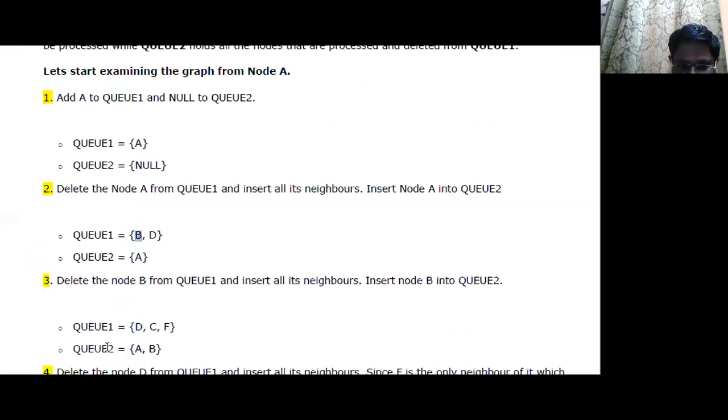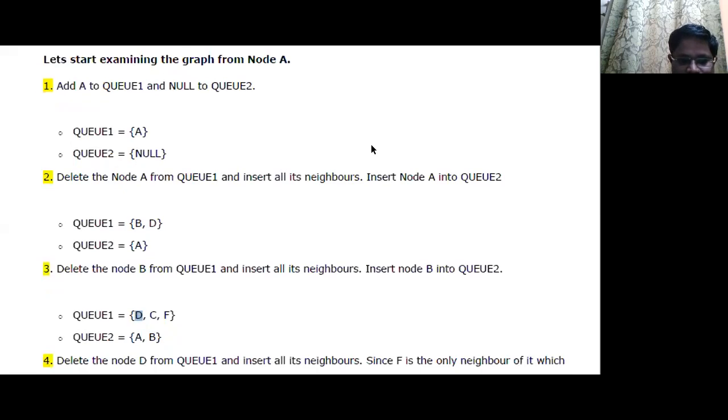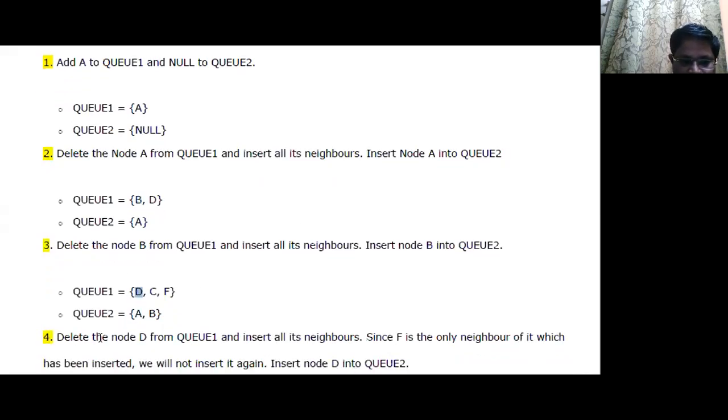So at present, after the third step, Q1 has 3 nodes, D, C and F, and Q2 has 2 nodes, A and B. Now next, what do we have to do? We have to first take a node from Q1, search all its neighbors, add them to Q1, and delete this node from Q1 and proceed it to Q2. So in the next step, delete node D from Q1 and insert all its neighbors.